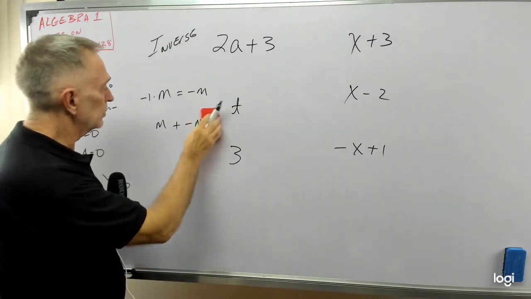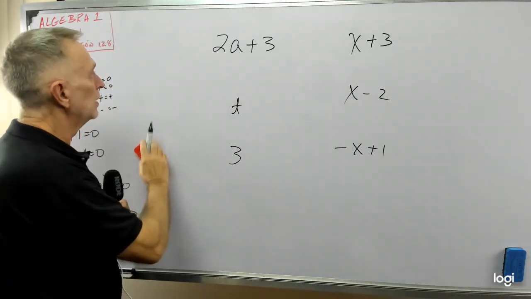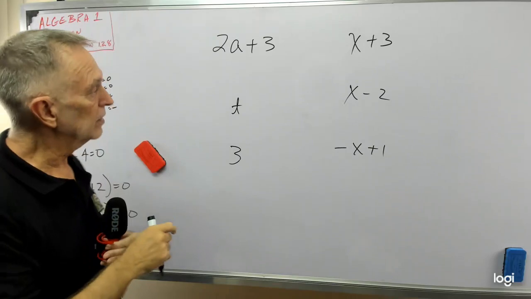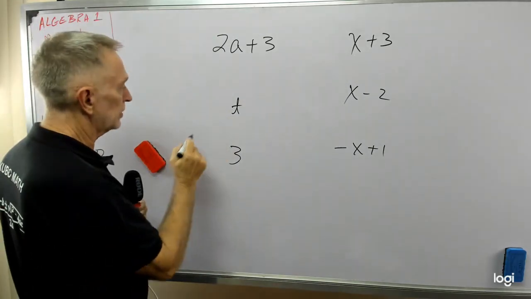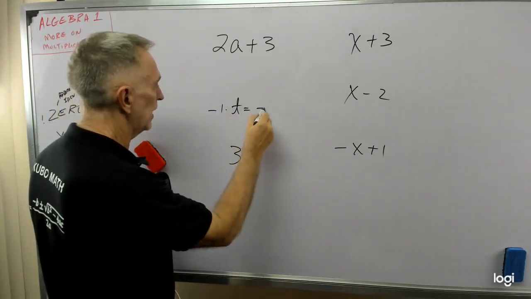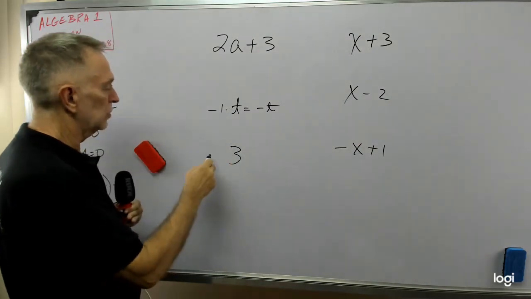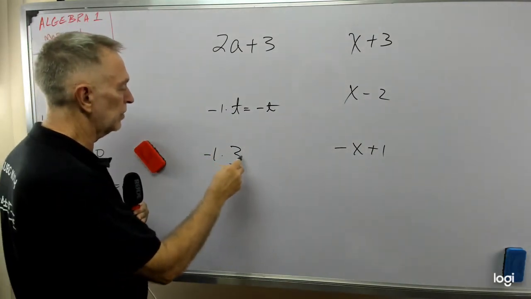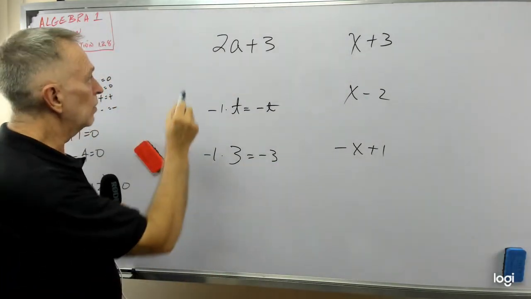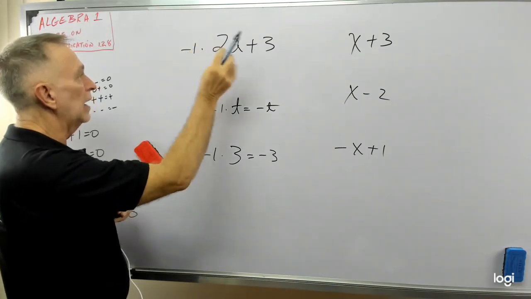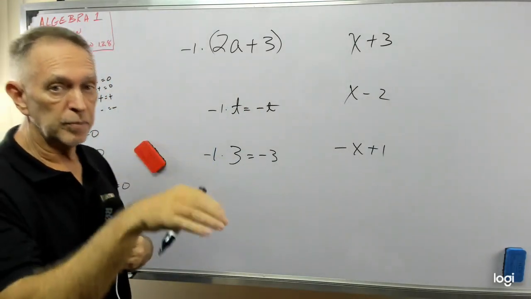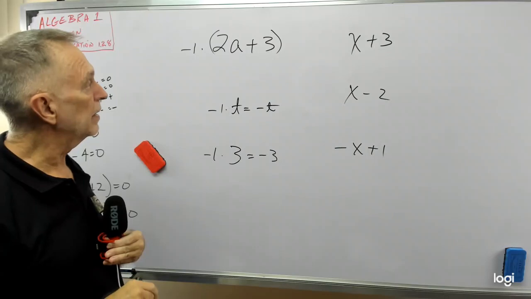Okay, so let's look at each of these equations here, and let's multiply each one by a -1 and just see what happens. Now let's start with this one to be a little simpler. If I take a -1 times t, that equals -t. Not so hard. If I take a -1 times 3, I get a -3. But what happens when I multiply -1 times this? Now I need to distribute that negative inside.